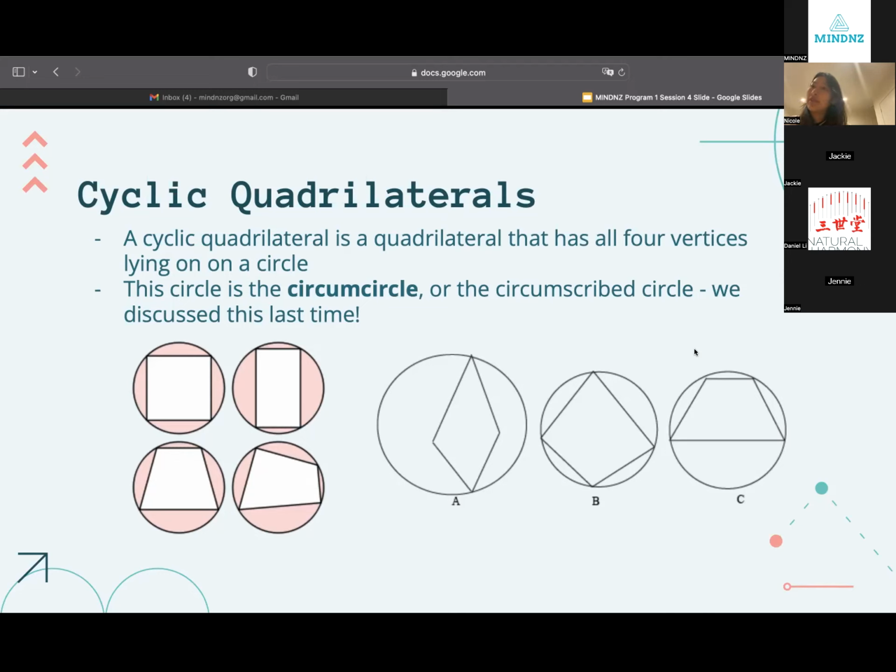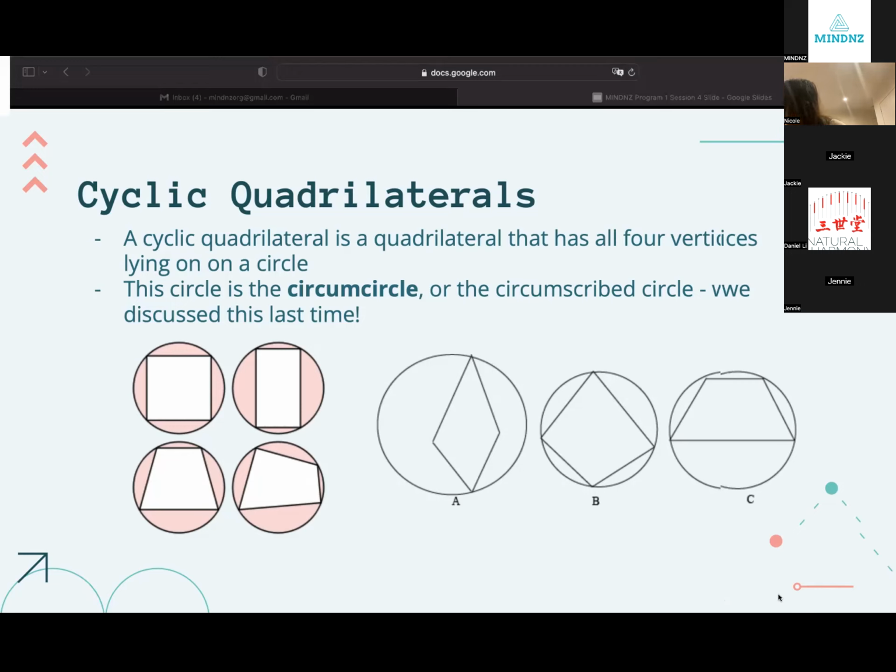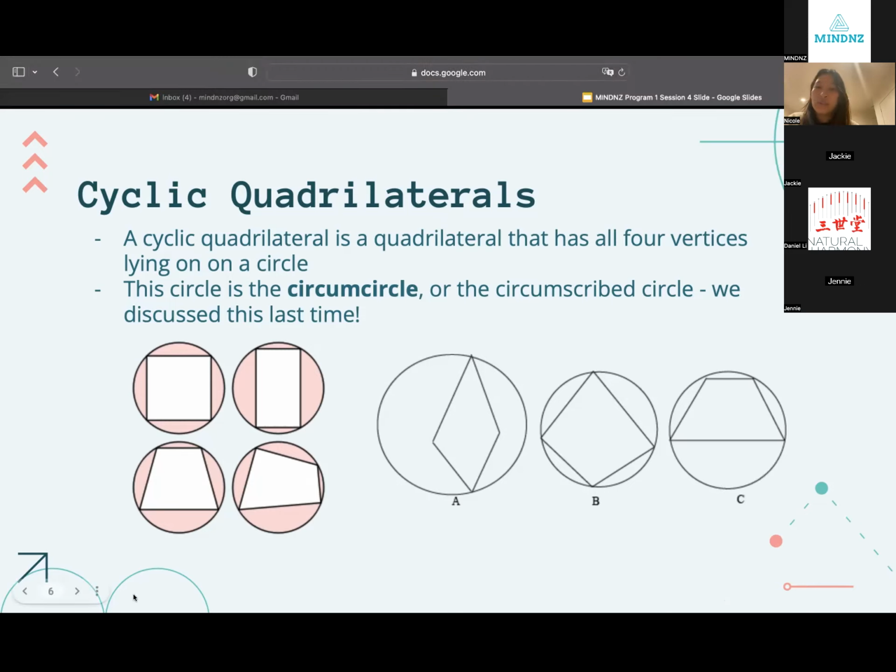Yep, good job, Jackie. Anyone else? Okay, I'm not getting any other messages. Good job. It looks like we've basically got the gist of it. So the answer is A, right? Because you can see those 2 points aren't lying on the same circle.